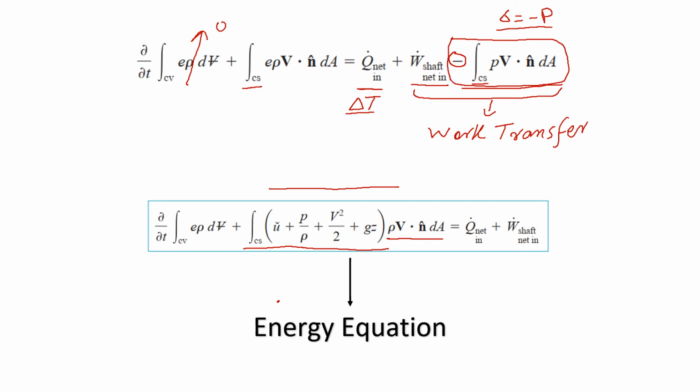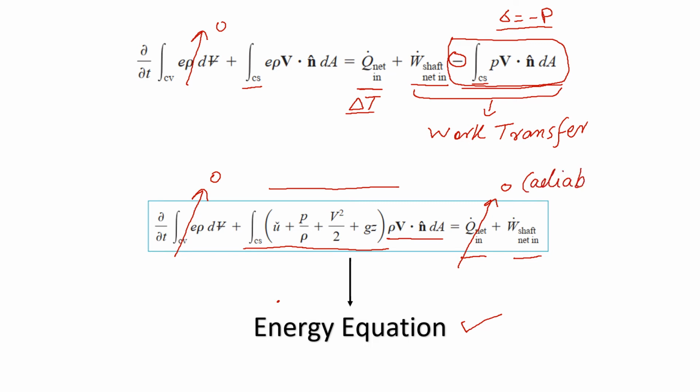And on the right hand side we get the rate of heat transfer plus the rate of work done on the shaft. So this overall is known as the energy equation, and we have derived this. And again, in our assumptions, if our flow is steady, this term will be 0, and if our flow is adiabatic, this term will also be equal to 0. That is for adiabatic condition.